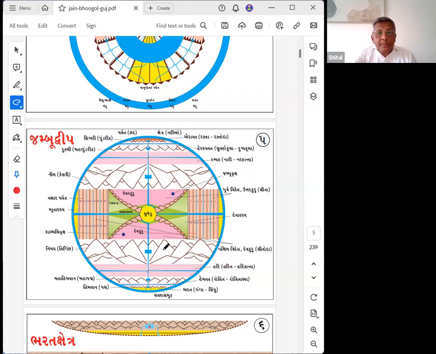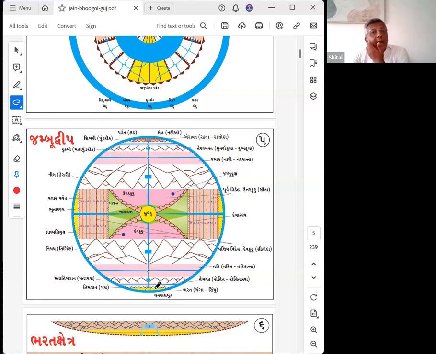So this is also Madhyam Bhogbhumi and Madhyam Bhogbhumi. So the material pleasures are not the top, not the worst either. They're somewhere in the middle. So that's the second era here and here.